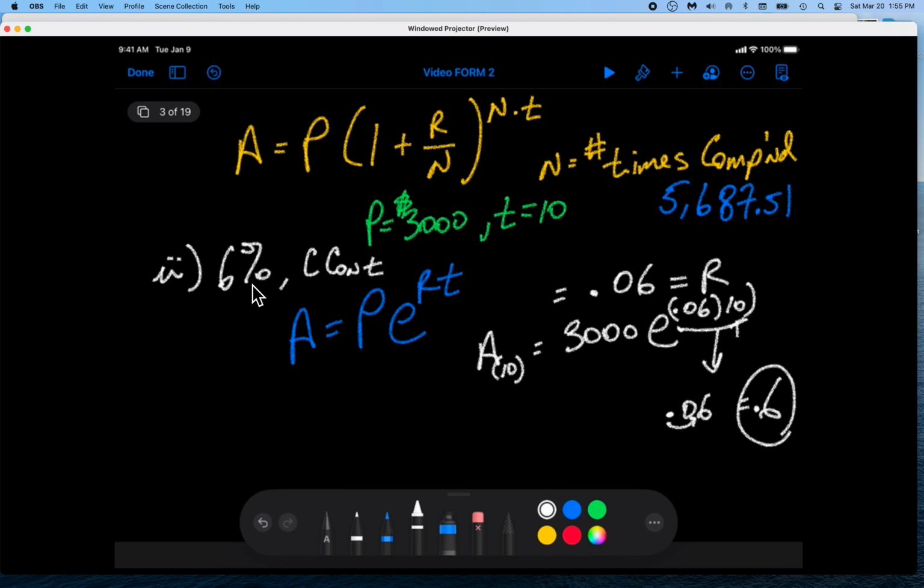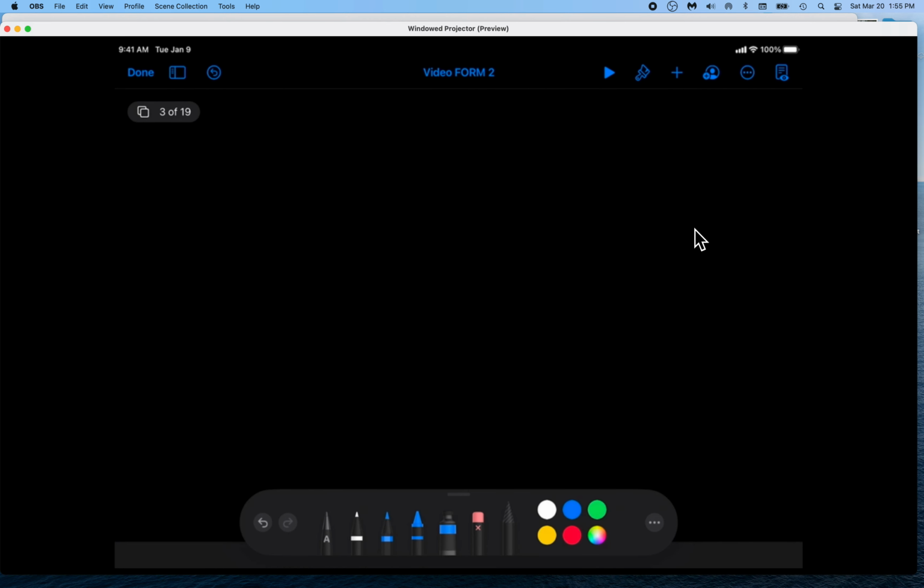When you do all the math, and you raise e to the 0.6 power and multiply by 3,000, you get this number. Therefore, part 1, where you compound it twice at the slightly higher rate of 6.5, is the better choice. Next one.